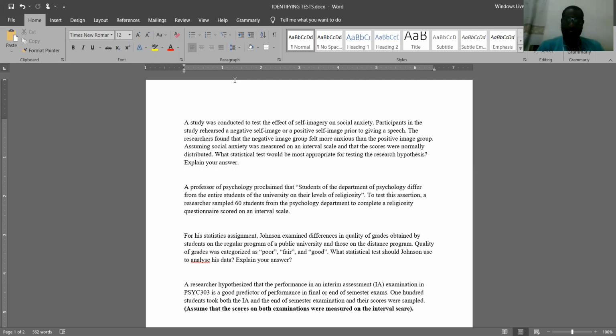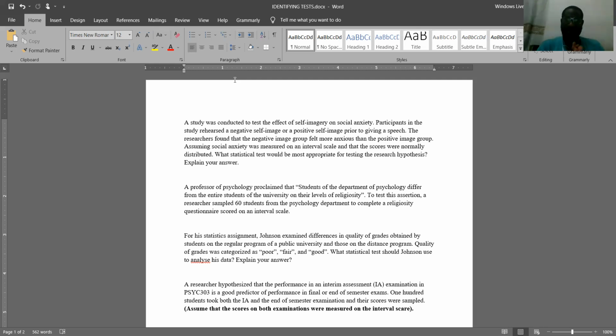So let's say these are the questions under section B, and we are tasked to answer them. Per the first question, we are comparing two groups, that's negative self-image and positive self-image. Then you ask yourself, what are they really measuring? Within the question, they are measuring social anxiety. So social anxiety is the dependent variable. Then you find out what type of scale of measurement social anxiety falls under. And lucky for you, it was indicated within the question.